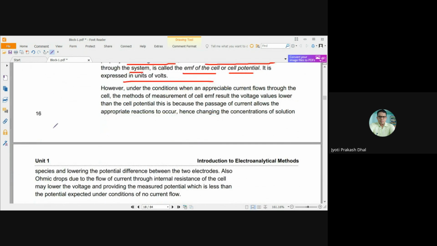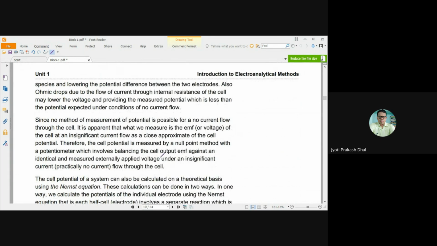However, under the condition when an appreciable current flows through the cell, the measurement of cell EMF results in voltage values lower than the cell potential. This is because the passage of current allows the reaction to occur, changing the concentration of the solution species and lowering the potential difference between the two electrodes. Also, the ohmic drop due to the flow of current through the internal resistance of the cell may lower the voltage, so the measured potential will be less.